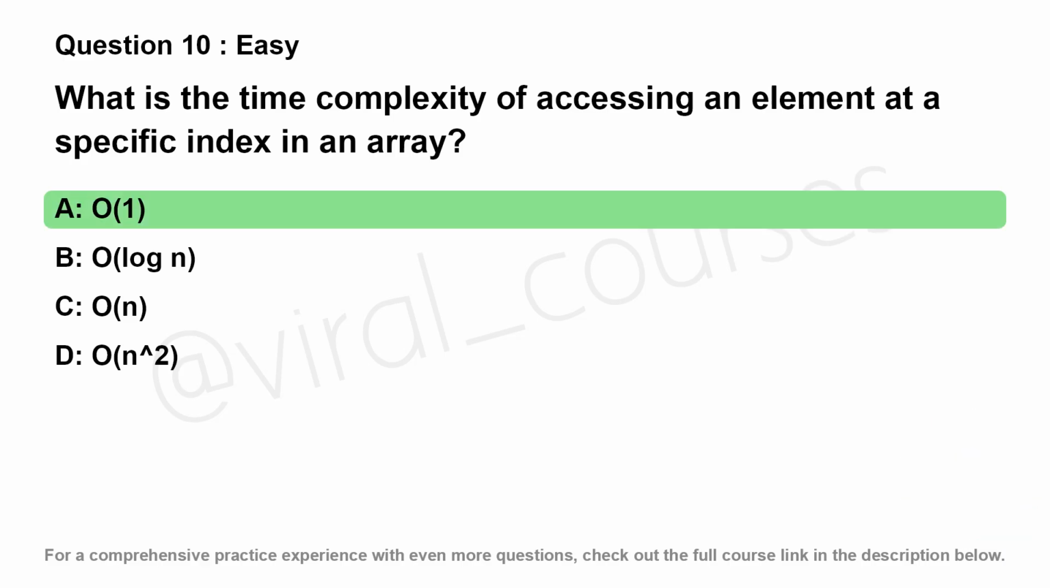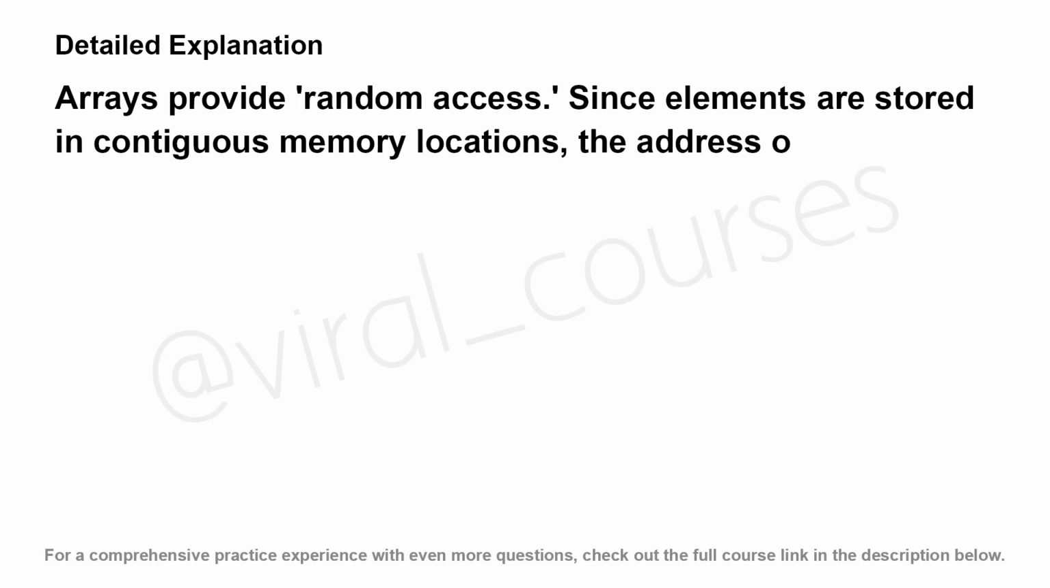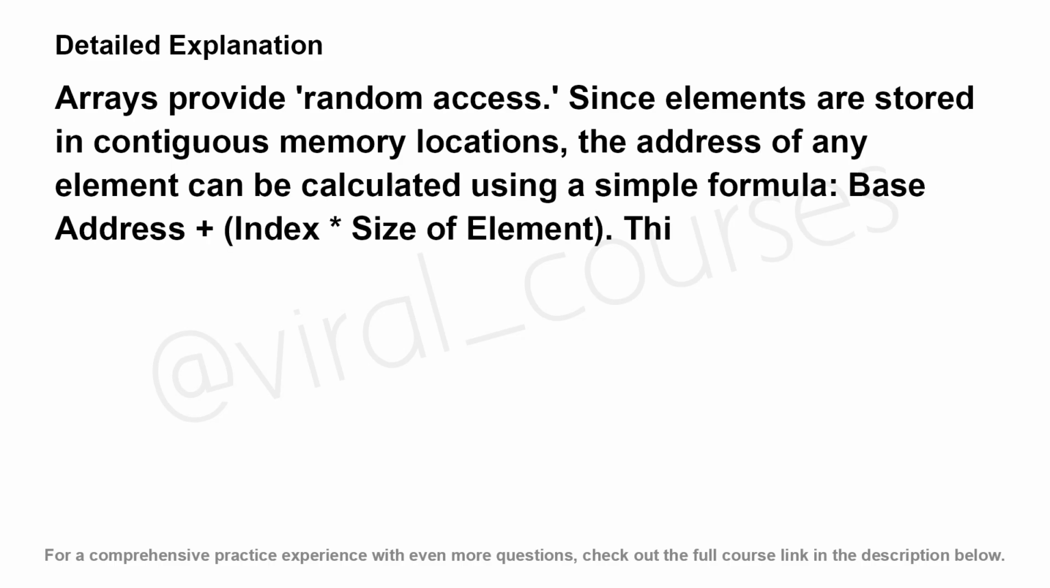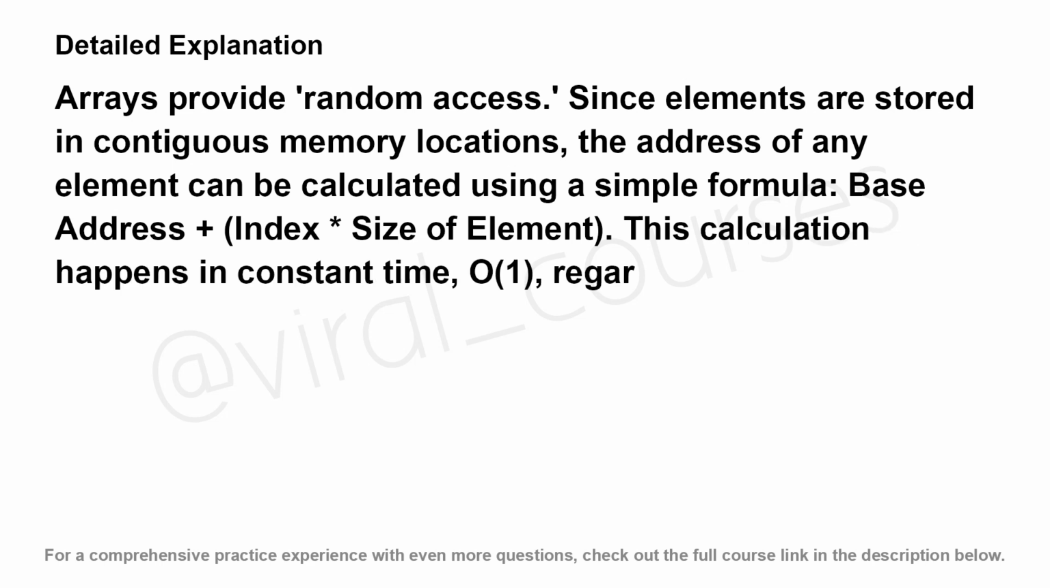The correct answer is A. Arrays provide random access. Since elements are stored in contiguous memory locations, the address of any element can be calculated using a simple formula: base address plus index times size of element. This calculation happens in constant time, O(1), regardless of the array size.